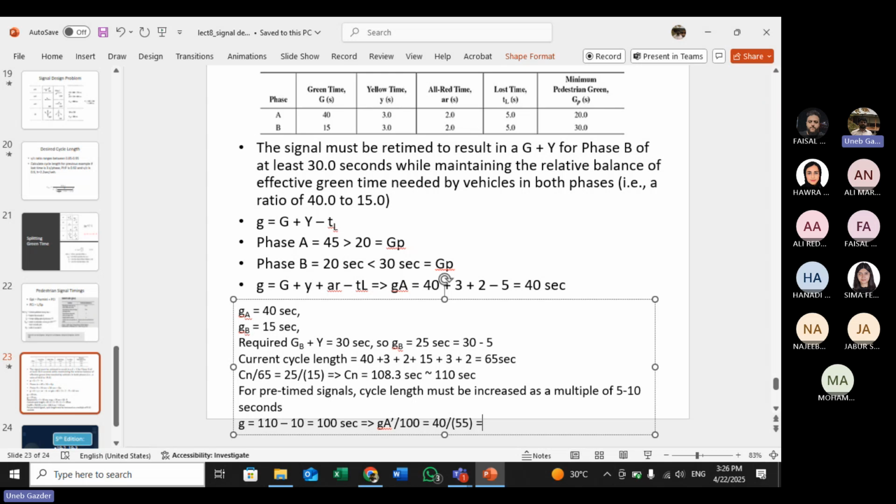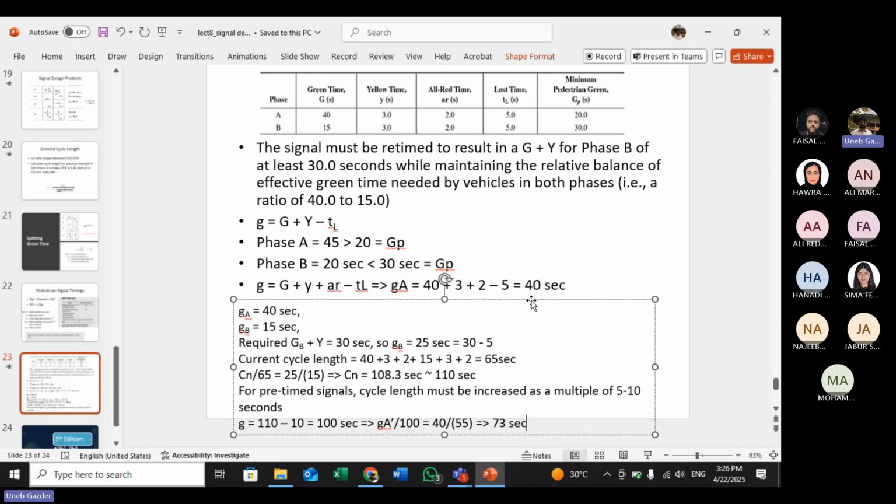So how much is the new time for phase A? 0.73. How? Did you multiply by 100? It will be 73 then. 40 upon 55 into 100. No, 73 it will be. Yes. Okay, let me recap.